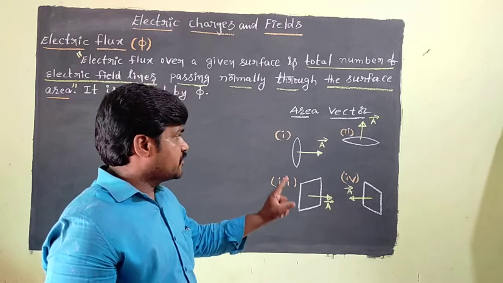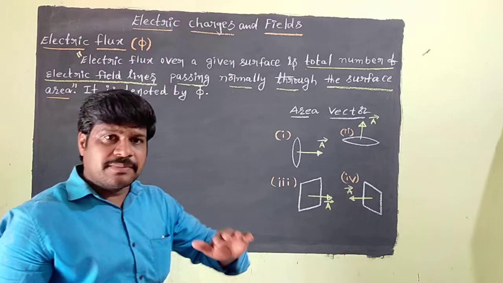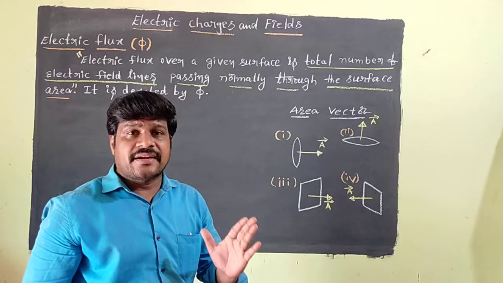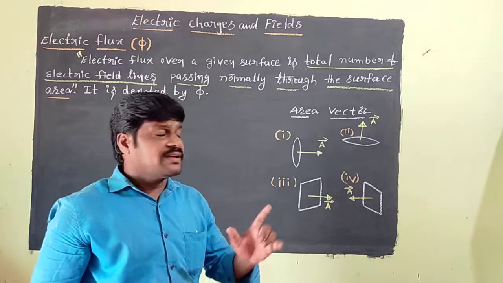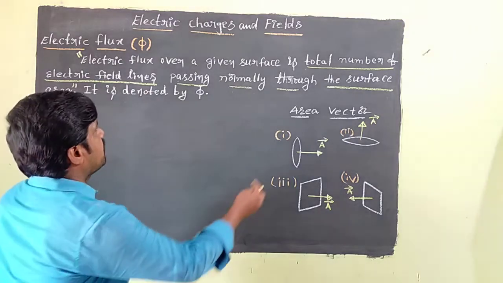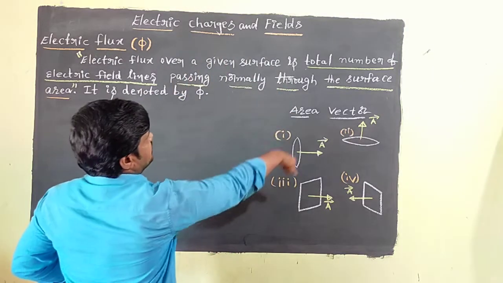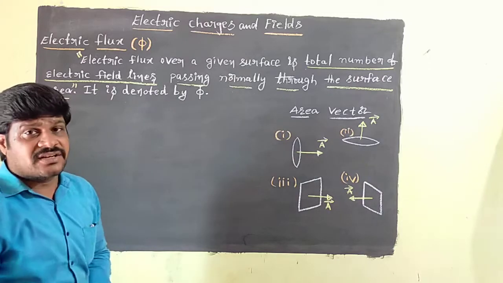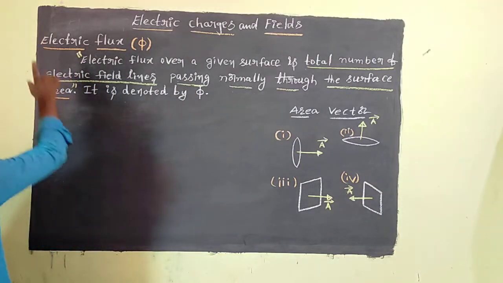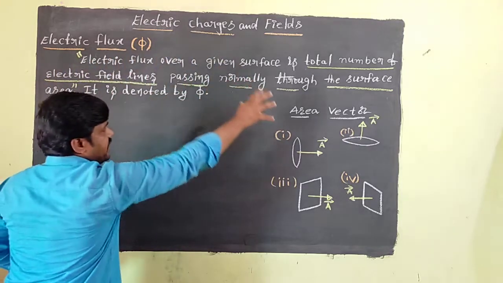Dear students, observe here: whatever this surface area may be, the direction of the area is always perpendicular to the surface. Now this complete board is there. For this complete board, what is the direction of the area? This board has a length as well as a breadth, so this is the complete area of the board.